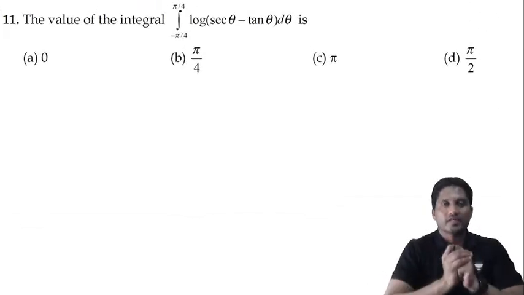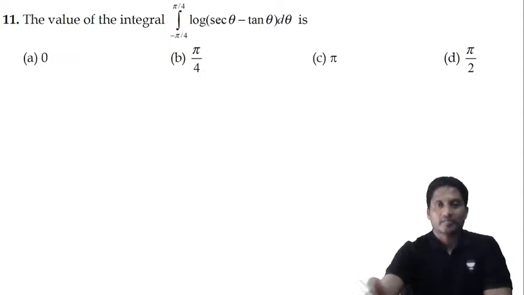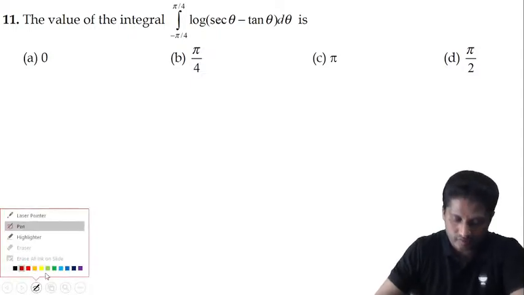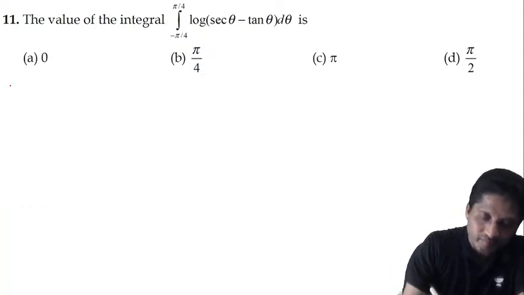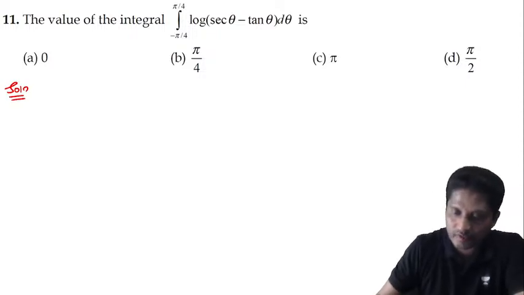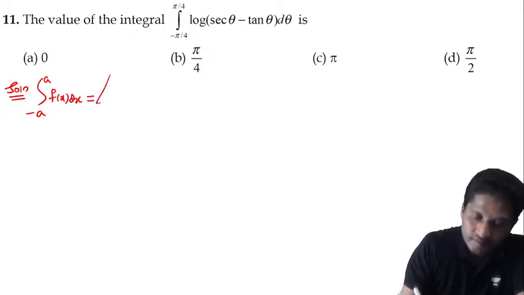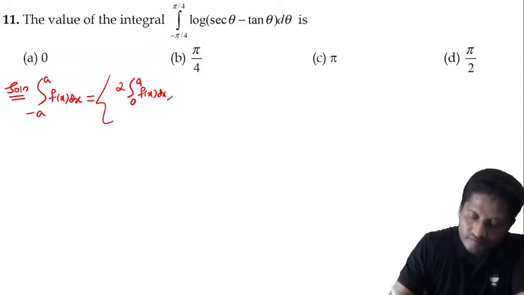The value of the integral from minus pi by 4 to plus pi by 4 of log of sec minus tan. Actually, there's a property which you've done in boards. Again, people will skip this in the board exam because they have a choice between this and LPP, linear programming problem. The integral from minus a to plus a of f of x dx will be equal to 2 times the integral from 0 to a of f of x dx if f of x is even.